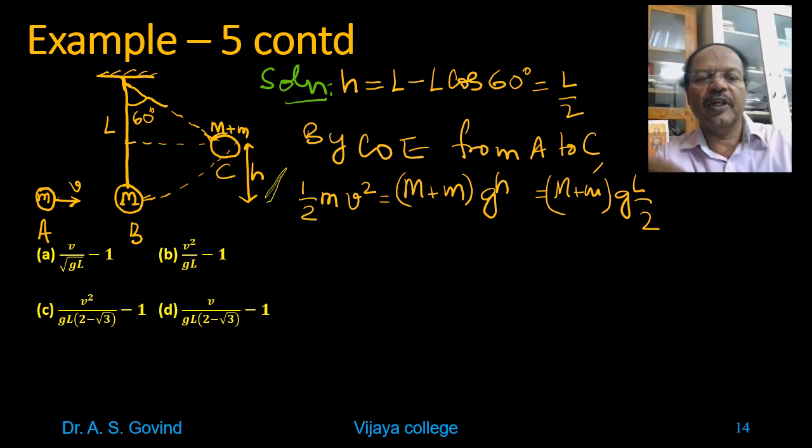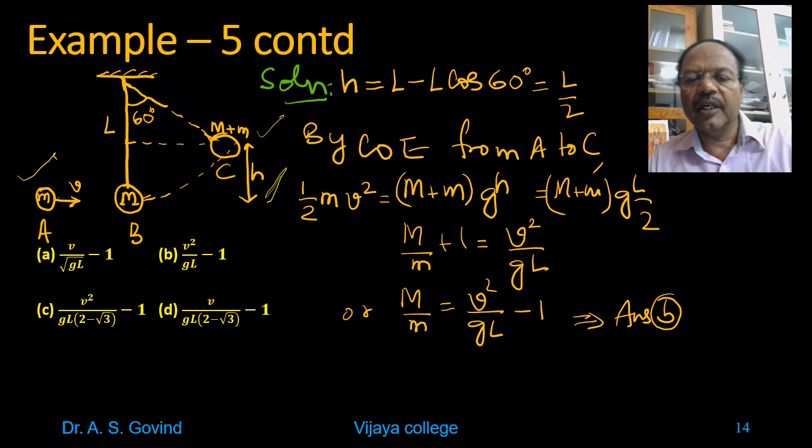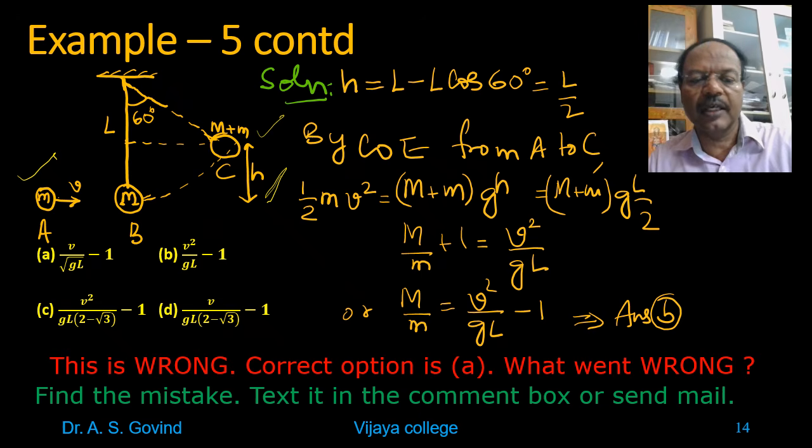Use conservation of energy from A here and C final. Here you have only kinetic energy, half mv square. Finally m plus M has come to a height h and stopped. So potential energy is (m plus M) gh. H is L by 2. Simplifying, you will get the answer for m by M. The option is B. As I have already told, wrong answers are also given as options. This is the wrong answer. The correct one is option A. So recognize what went wrong.